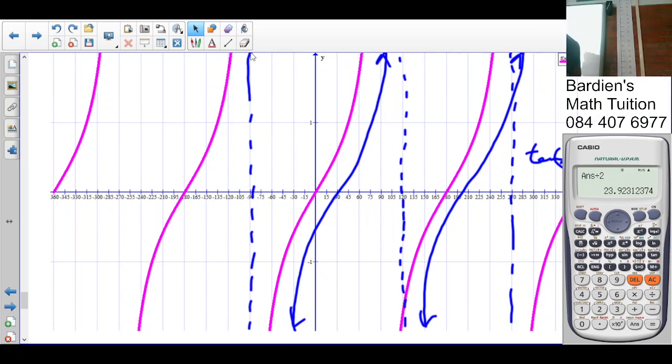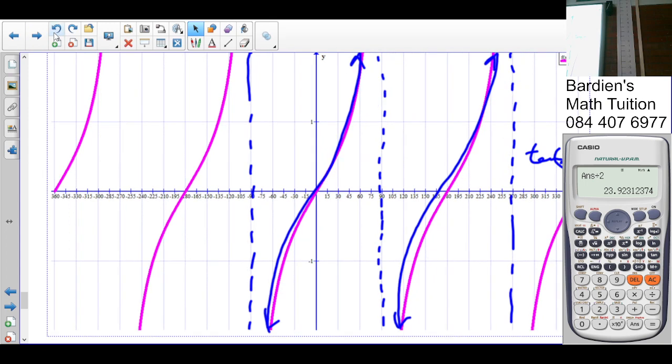I'm saying to the left, but I'm moving to the left. Sorry, man. Something wrong with me today? As usual. So let's move. So it's plus 30, so it moves 30 degrees to the left.